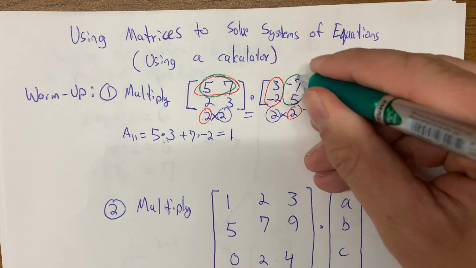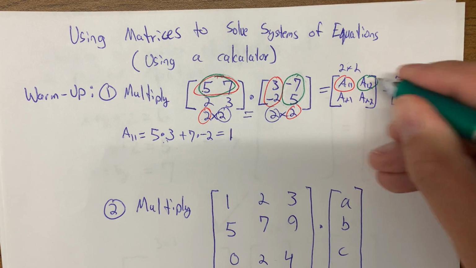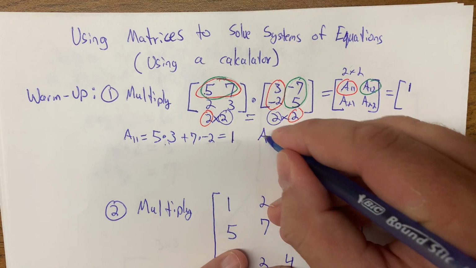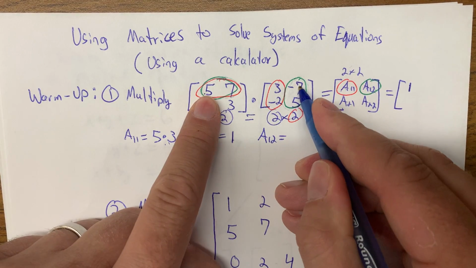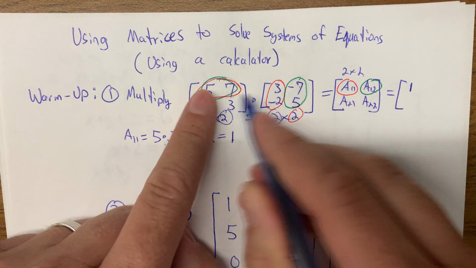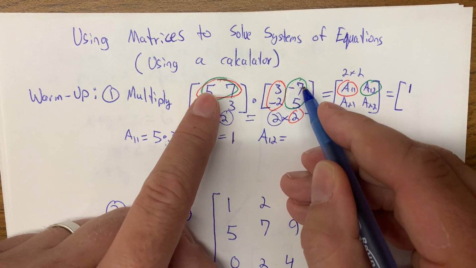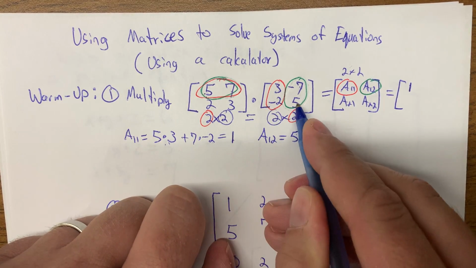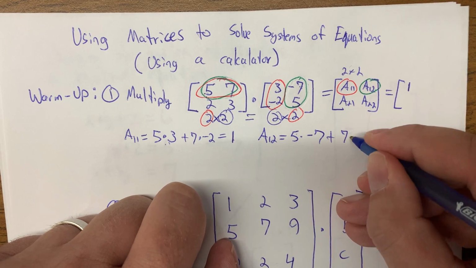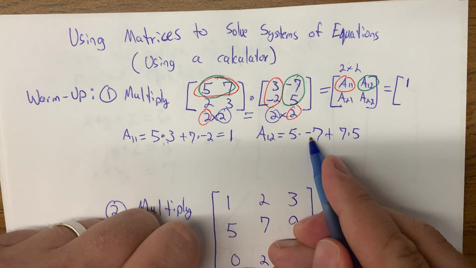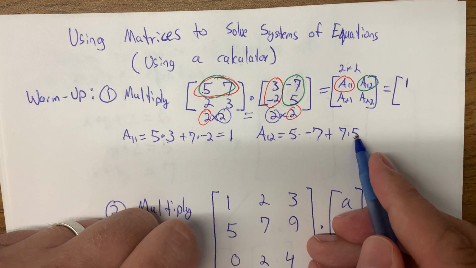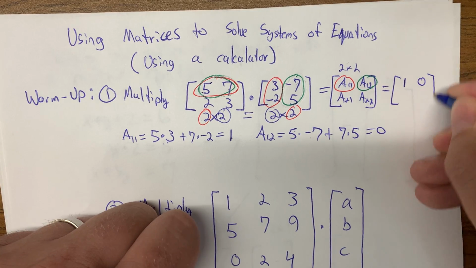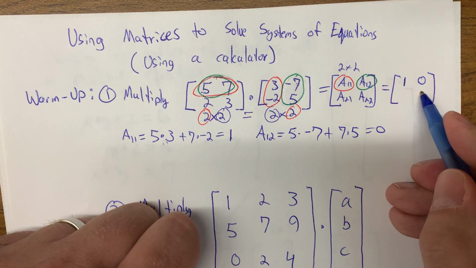First row, second column. So that will be the first row, second column of the answer. So A12 will be the first row, second column. So first row times the second column, and we do the first thing times the first thing, 5 times -7. Then we do the second thing in the row times the second thing in the column, which is 7 times 5. 5 times -7 is -35. 5 times 7 is 35. -35 plus 35 is 0. So 0 is the first row, second column.